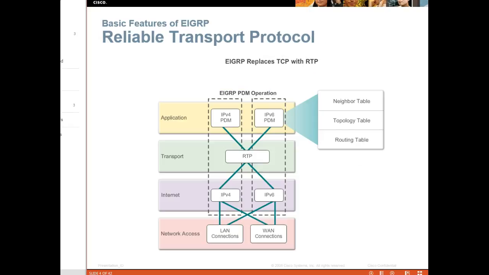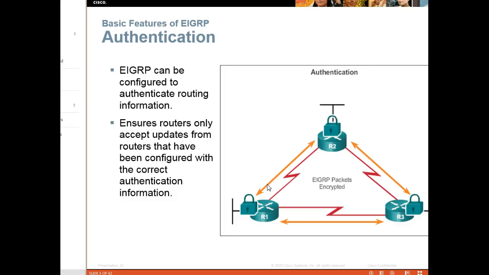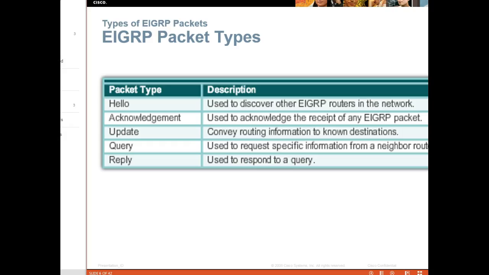And so you can see here in this diagram, RTP is what's going on, but it still has a neighbor table, a topology table, and a routing table for all three of these. It'll have it for IPv6, IPv4, different connections. EIGRP, like OSPF, can handle authentication. It's very similar to OSPF because that's what it was designed to be.